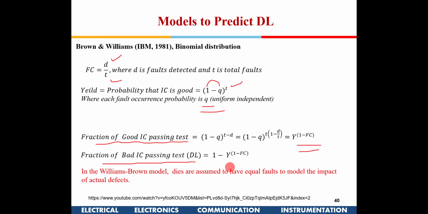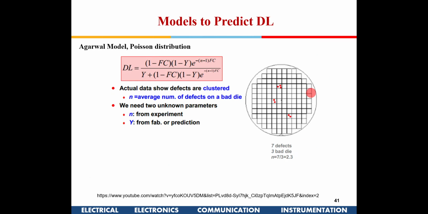Now the assumption made here is that this is a binomial distribution. That means the fault occurring Q is a binomial distribution here. It doesn't cater for the fact that there could be more faults towards the edges. This particular model assumes that the faults are placed all over the wafer in a binomial distribution format, but that need not be the case.